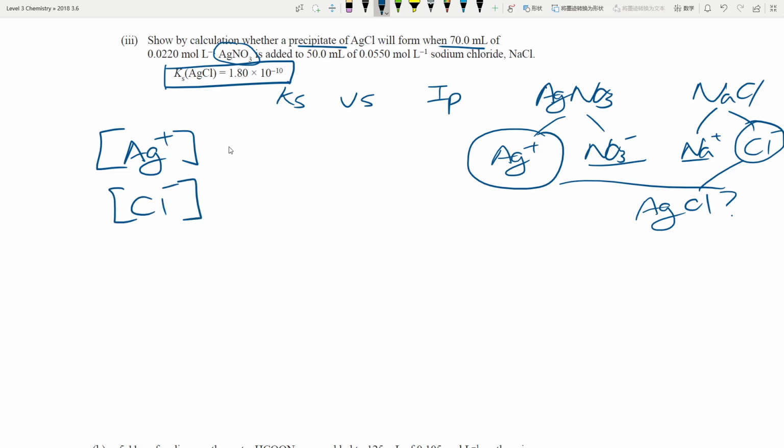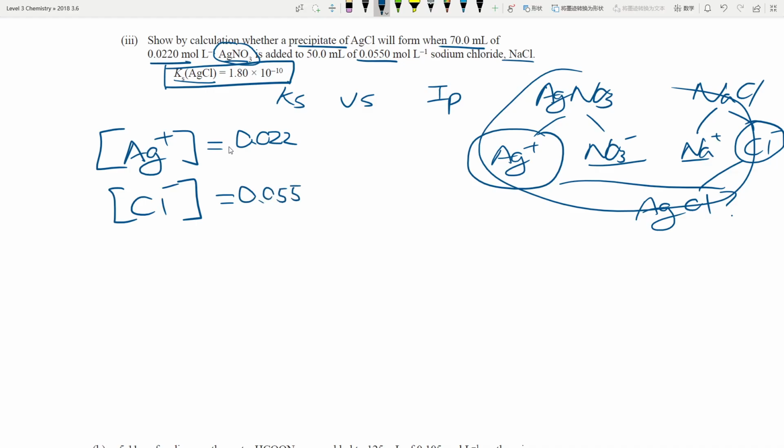If you want to skip all of this, just look at the Ksp. If you look at AgCl, you're like, I don't have any AgCl. This is AgNO3, this is NaCl. Where did the AgCl come from? Well, we are asking you, are we going to see the precipitate of AgCl? So you need the Ag plus and the Cl minus concentration. The Ag concentration is here, 0.022. The Cl minus concentration is here, 0.055.